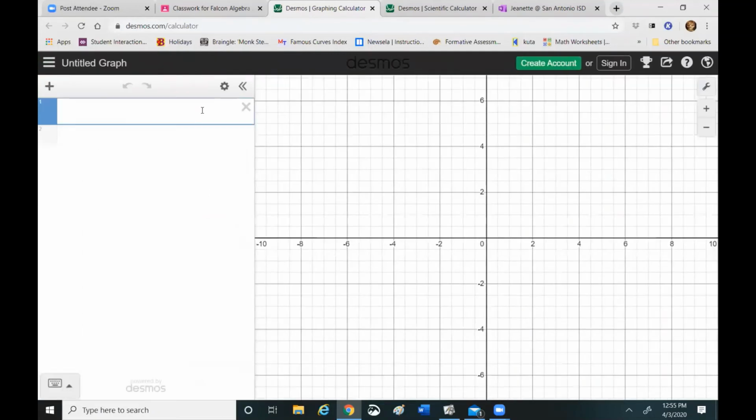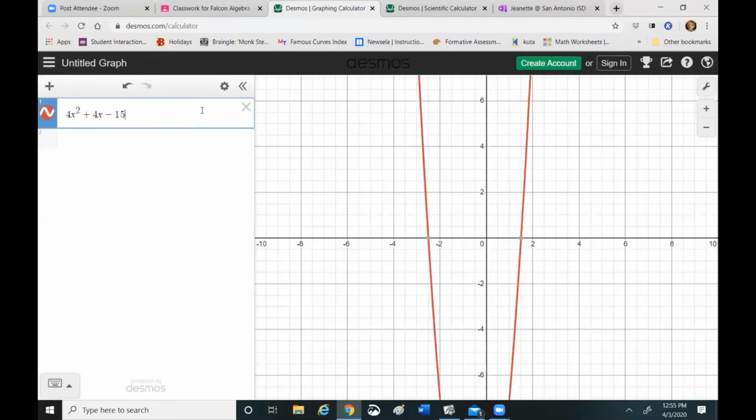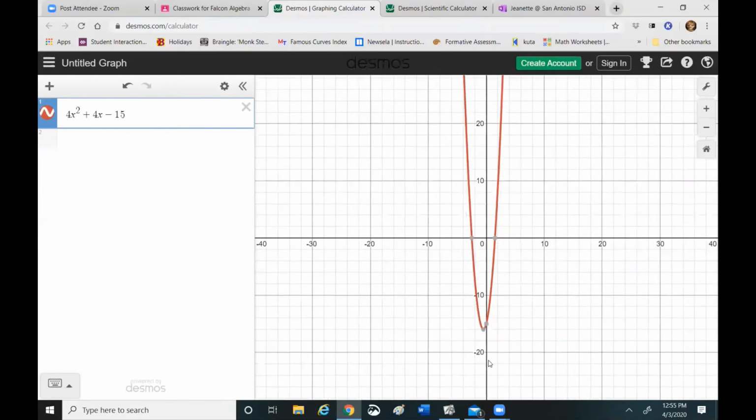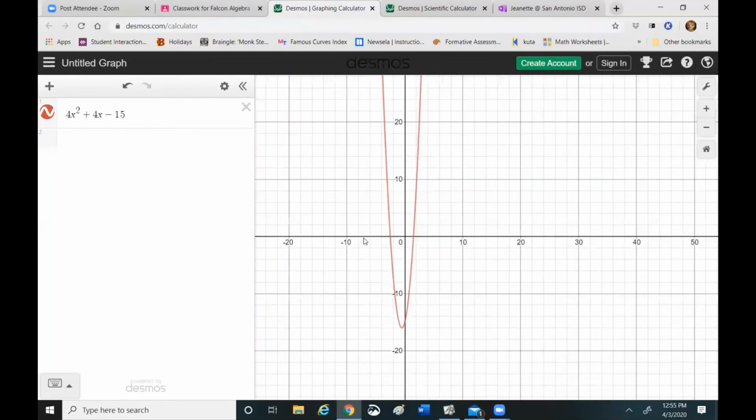Let me put x squared. Oh, it was 4x squared, right? Yeah. And then it's plus 4x minus 15. You see what kind of graph I get? It's one of these graphs. It's called a parabola. Okay?